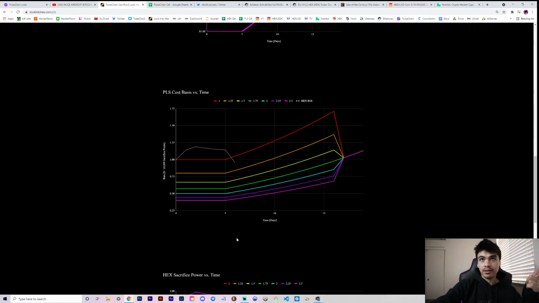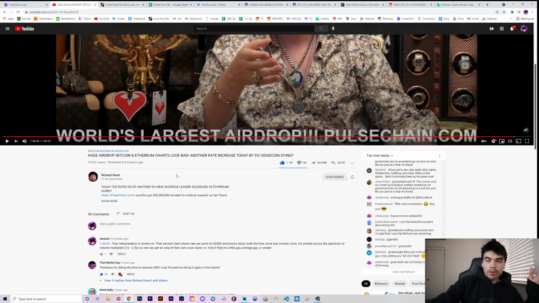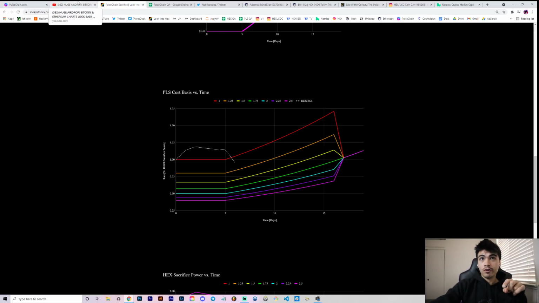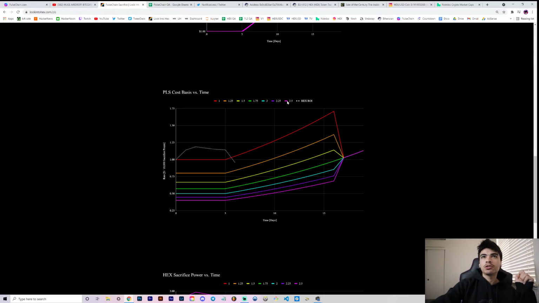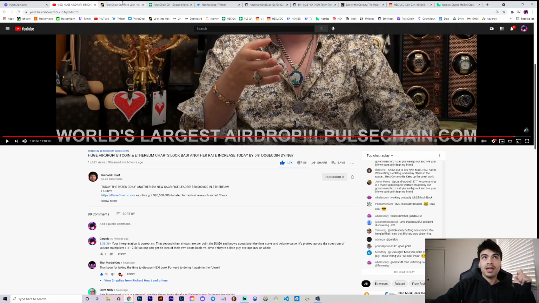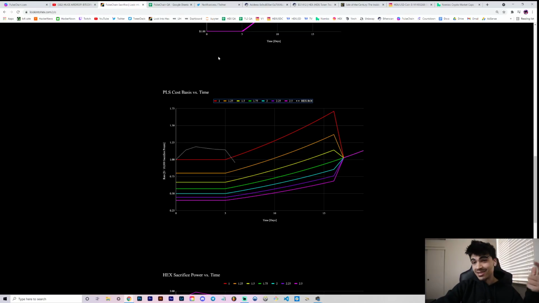That second chart, meaning this one here, shows you your rate per point denominated in US dollars, right? This chart here knows about both the time curve and the volume curve. And that's the reason we plotted a spectrum of volume multipliers ranging from 1 to 2.5x, right? And you can get an idea of what your cost basis versus time is if you are a little guy, an average guy, or a whale. And you can definitely see that on the last 3 days, the volume curve just becomes a flat 1.75x, meaning everyone's an average sized sacrifice that day.